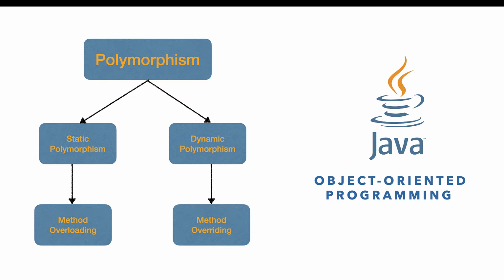In the previous video we have seen about encapsulation and inheritance, and in this video we are going to talk about polymorphism. We will see some good examples about method overloading, overriding, what is static polymorphism and dynamic polymorphism. Let's get started.